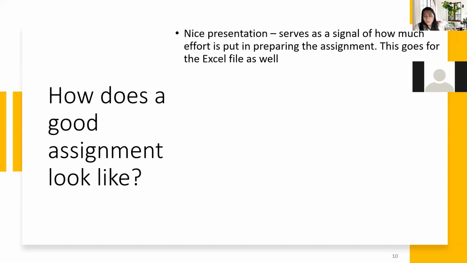The first thing I'm looking at is obviously the presentation, okay? If I get a report that is not properly worded or the font is everywhere, then that is a really bad signal, okay? You don't want to send a bad signal to the reader that you haven't put enough effort into it. So nice presentation is unfortunately something that you have to pay attention to.